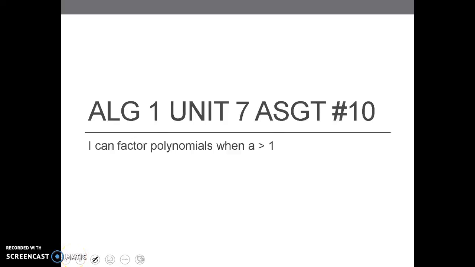On assignment number 10, we're still going to be factoring polynomials, just like we did in assignments 8 and 9, except this time the a value is going to be greater than 1. So it's going to make it a little bit more challenging for us, but we're going to spend a couple days on this. We do have a quiz at the end of these two assignments. And so let's go ahead and get started.